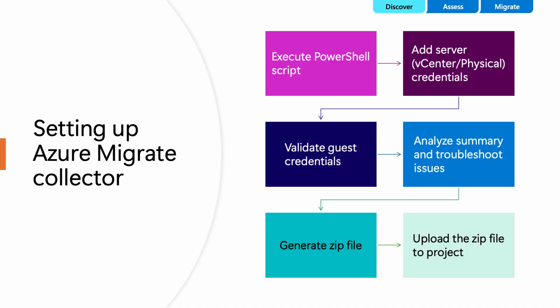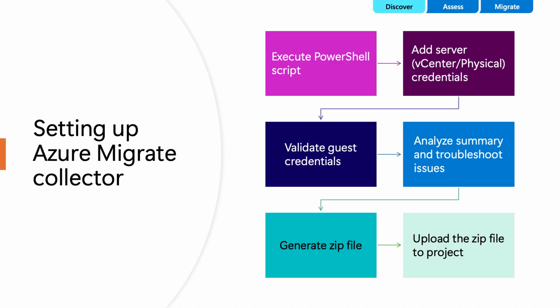Let's quickly cover the steps for setting up the collector. Run the PowerShell script on your on-premises machine. This launches the Azure Migrate Collector. Once it's running, add your server credentials. This could be your vCenter credentials or physical server credentials, depending on your environment. The collector will then validate the guest credentials. If there are any issues, you can head to the Analyze Summary section to troubleshoot and fix them before proceeding.